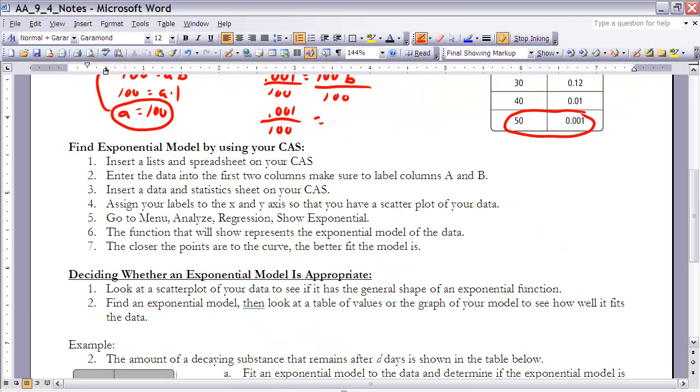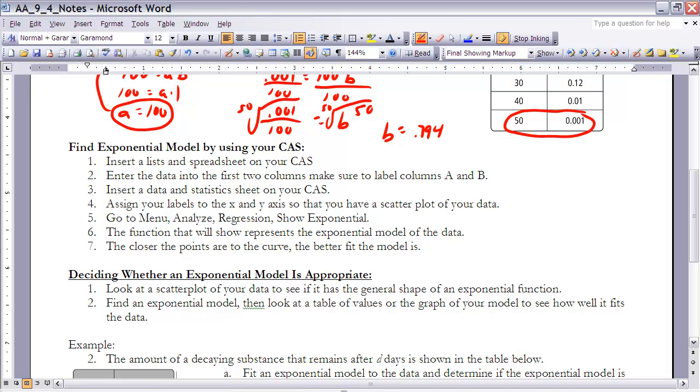Okay, the second method that we can use for finding an exponential model is with your CAS calculator. And I've got about 7 steps that we're going to follow, and that looks more complicated than it actually is. We've used the same process when we were doing both linear regressions and quadratic regressions. But basically we're going to start out with a list and spreadsheet.